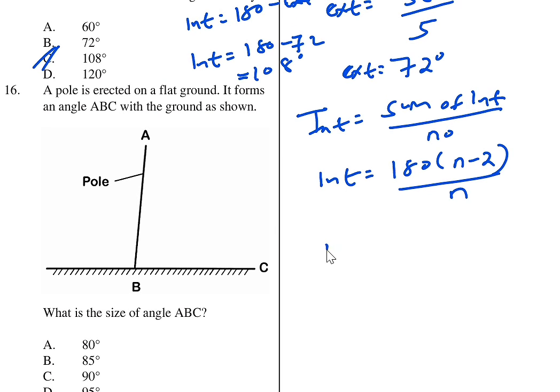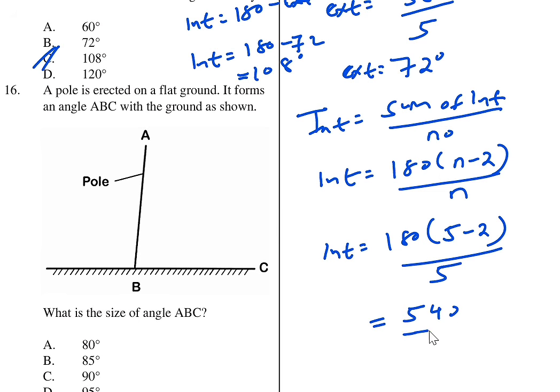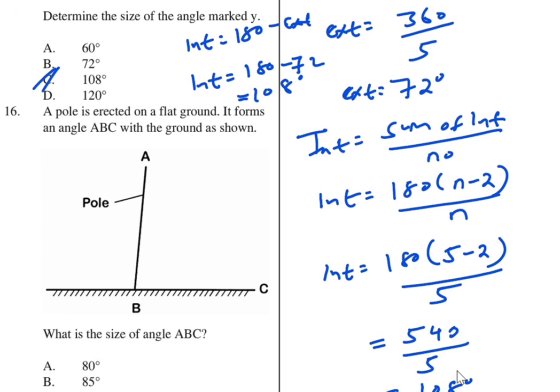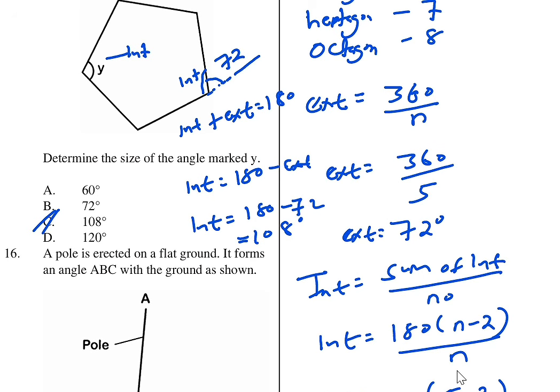Very easy. The interior angle will be 180 into 5 minus 2 over 5. So what is 5 minus 2 is 3. 3 times 180, 540. So this is 540 over 5. So if you divide this, 540 divided by 5, the answer is the same, 108 degrees. So interior angle, the size is 108 degrees. So we're done with number 15.